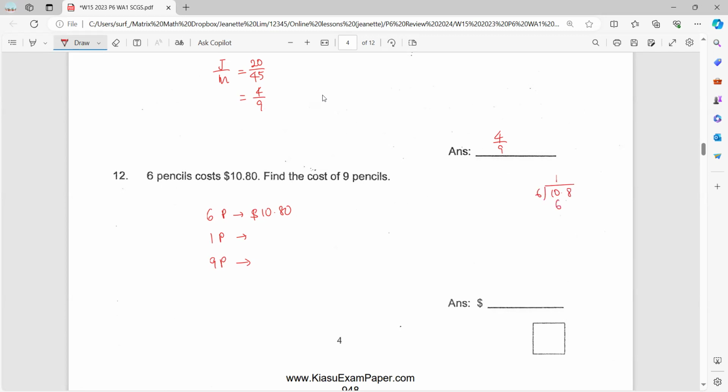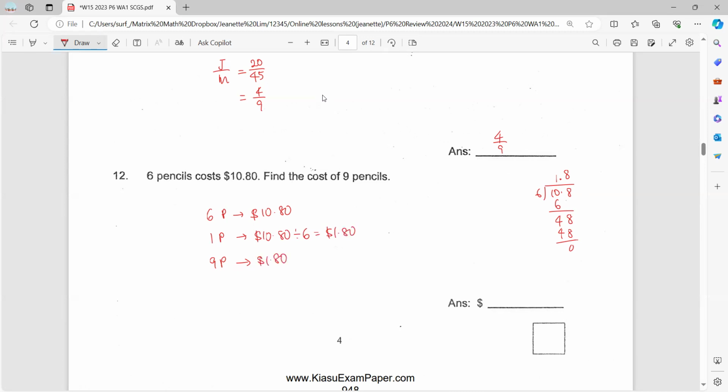10 divided by 6, 1, minus, get 4. There's a decimal, so write a decimal point on top. Bring down 8. This is 8. So 1 pencil, 10.80 divided by 6, which is $1.80.